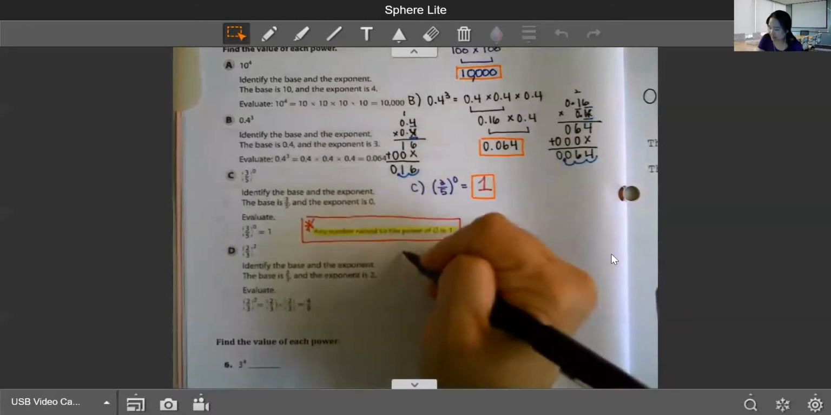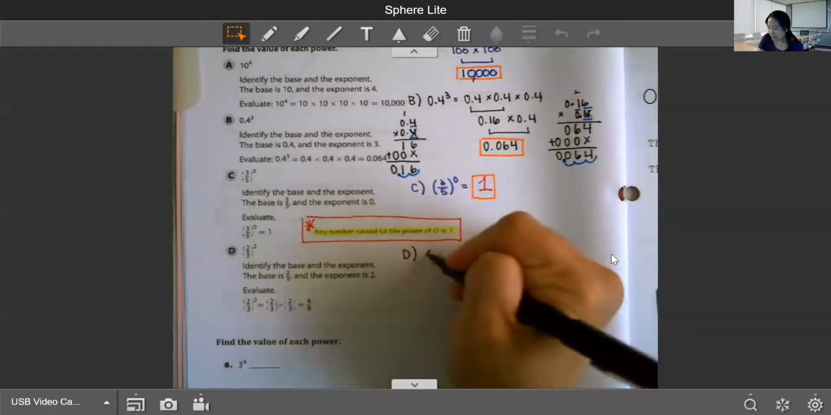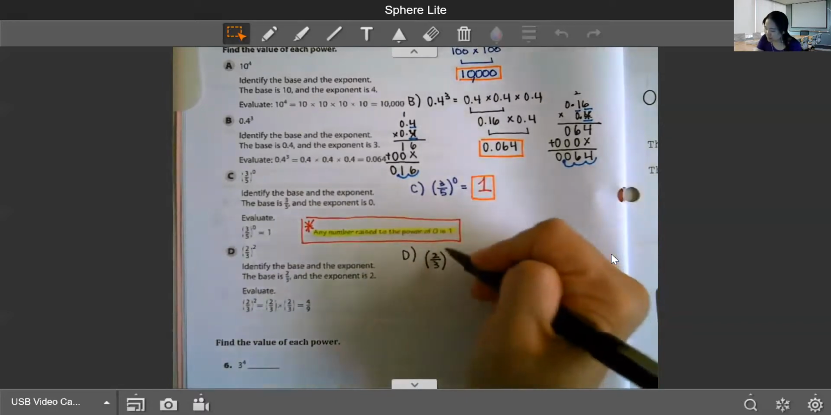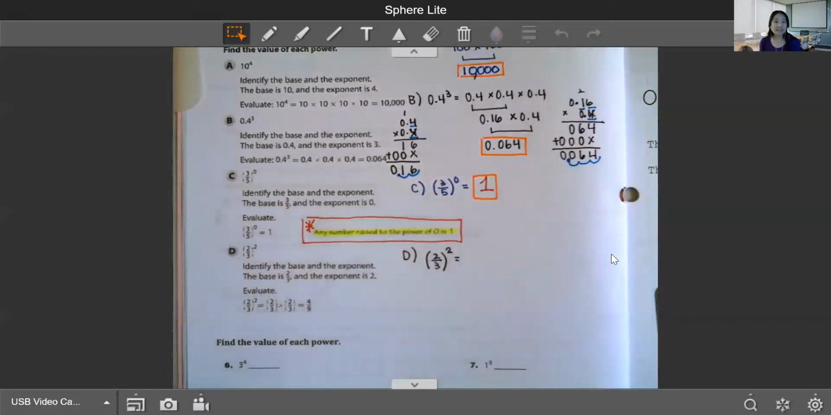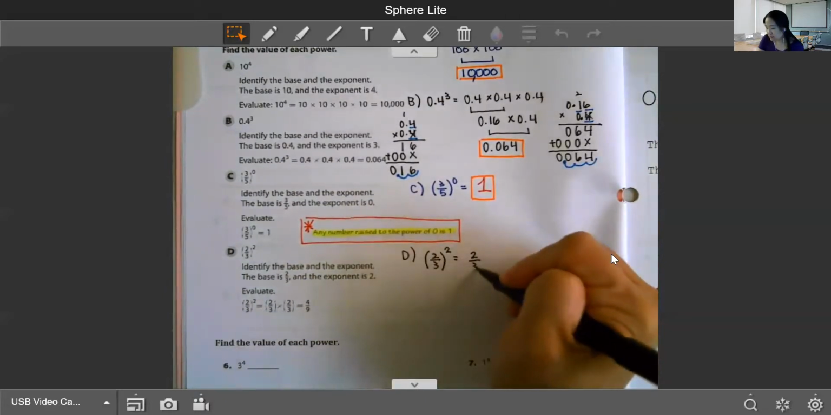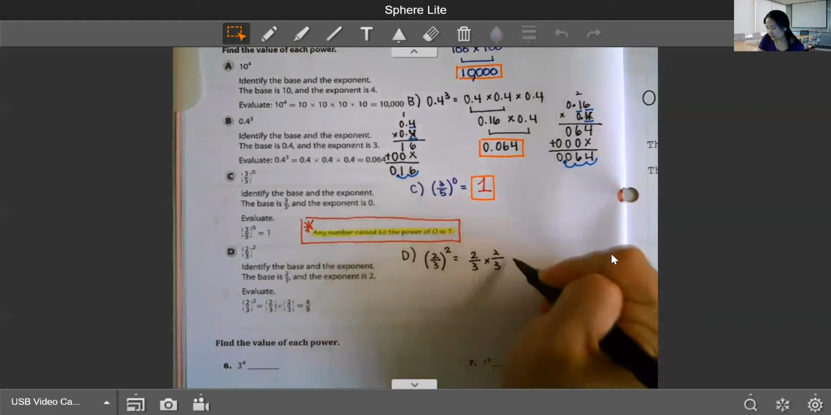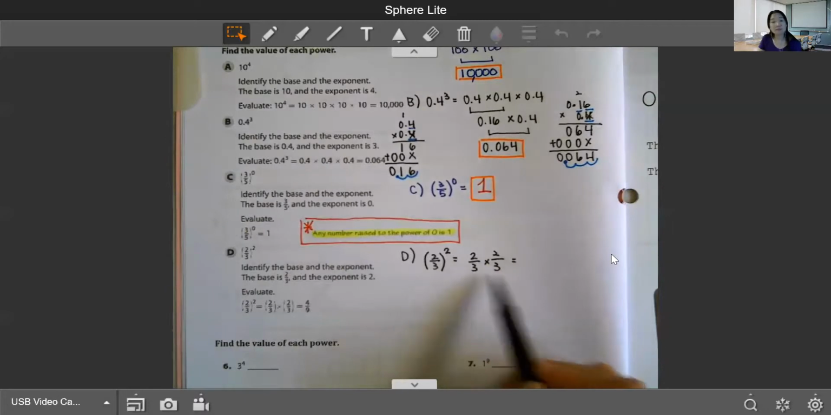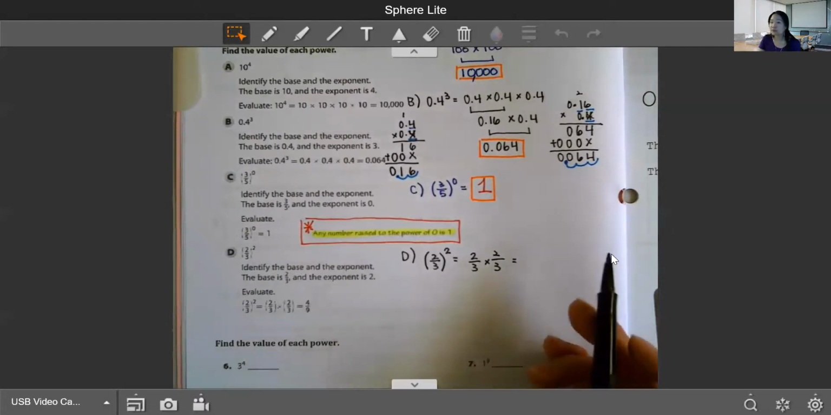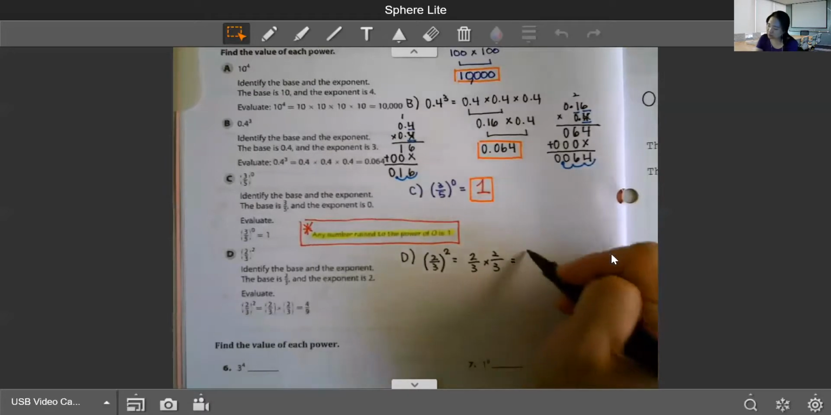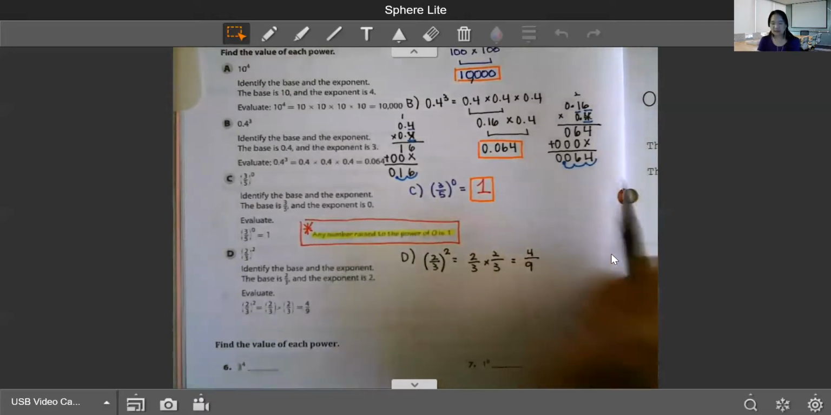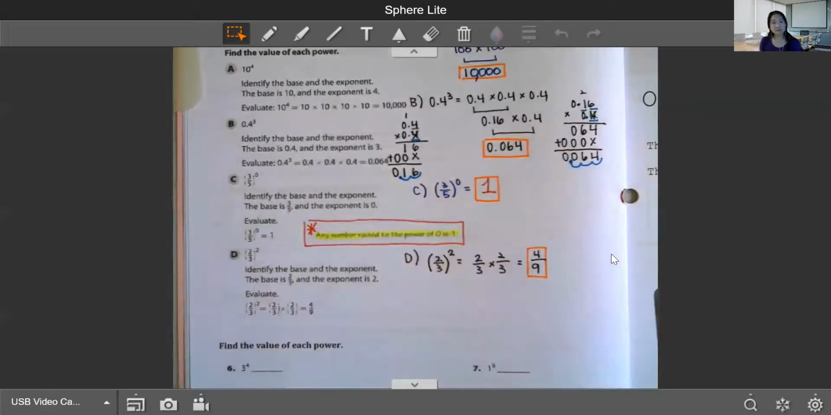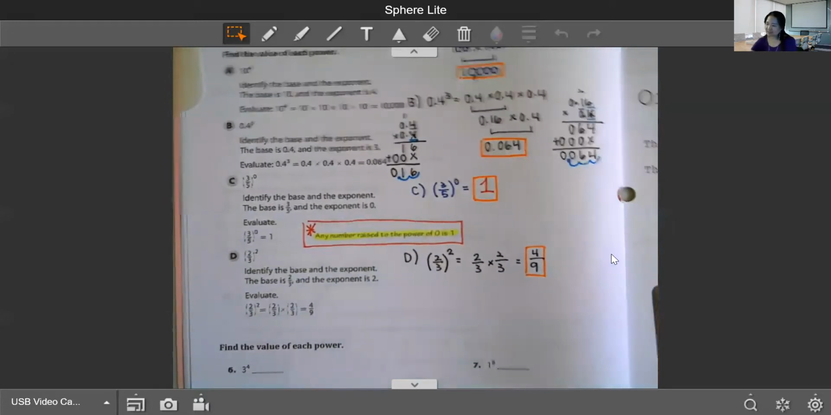Let's take a look at the last one, D. Now I have a fraction, 2/3 inside the parentheses to the second power. Expanding it, 2/3 times 2/3. When you're multiplying fractions, you simply multiply the numerators and you multiply the denominators and simplify or reduce if necessary. So 2 times 2 is 4, 3 times 3 is 9, and since it cannot be simplified any further, that's the answer.